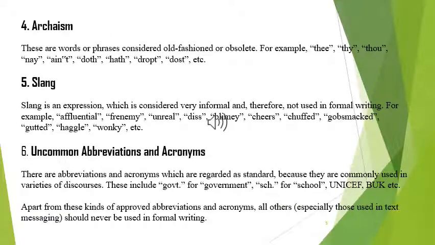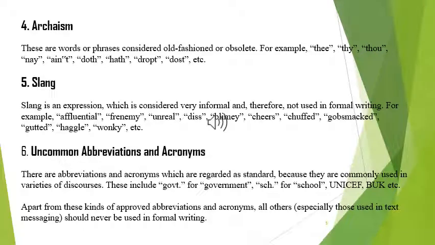Slide 5, we continue with things to avoid in good report writing. Archaism, and these are words or phrases which are old-fashioned or obsolete. Example, thee, like I mentioned in the previous lecture, what you might call Shakespearean English. So please avoid these as well. Slang is also not a good thing. You shouldn't write dis or blimey or cheers or gobsmacked, chuffed, haggle, you know, wonky. These are all slang. So slang should be avoided at all costs in a good report.